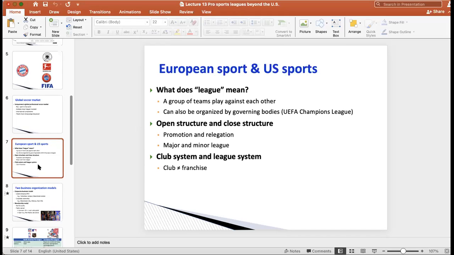The third thing, I would say the fundamental difference, is because of the system they're using. Club system and league system are different. So the entire European sport was founded in the club system. The US was founded in the league system, right? So what is the club system? The idea of the club system started in the middle of the 17th century, 18th century.